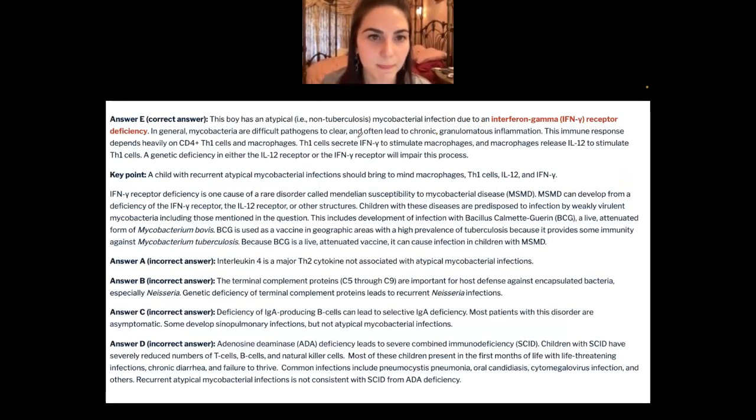Okay. So there's this. Anything I wanted to say here? Yeah, key point. I always like to look at the key points. Child, recurrent atypical mycobacterial infections. Even TB, if he had TB again and again, should bring to mind macrophages, TH1 cells, IL-12, interferon gamma. And I think interferon gamma receptors were emphasized in this question because this is a type of immunodeficiency. It's literally called interferon gamma receptor deficiency, and it's just recurrent mycobacterial infections.